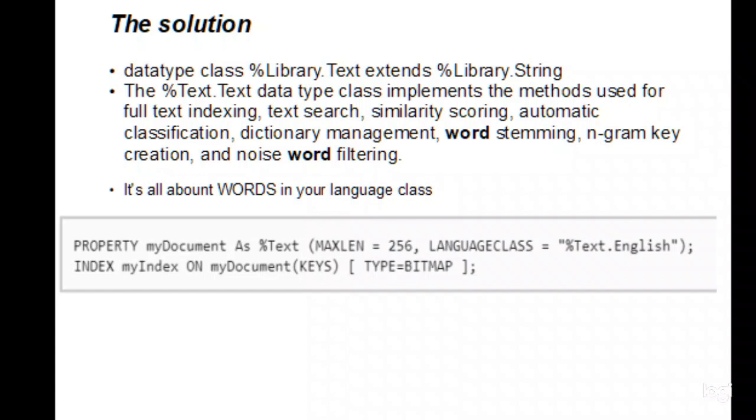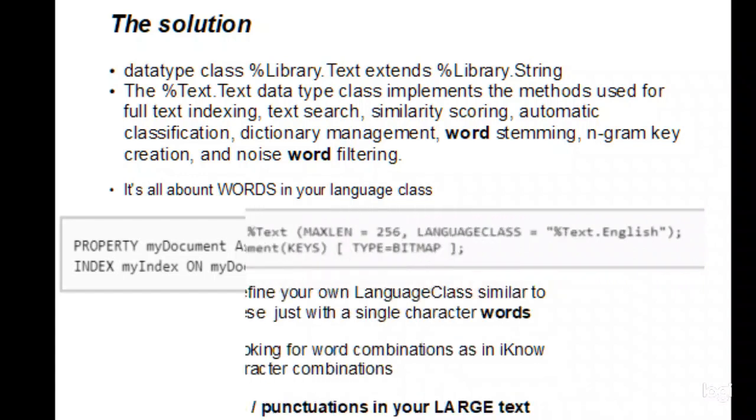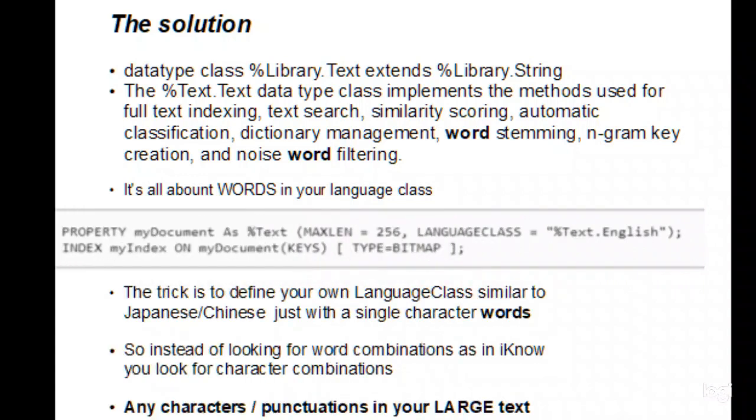For characters, you have to go a step further and think about Japanese or Chinese that express a verb with a single character. And now I started to mix it up, took the example from those languages that were available already, and now got an index of any character, any punctuation on your large text.